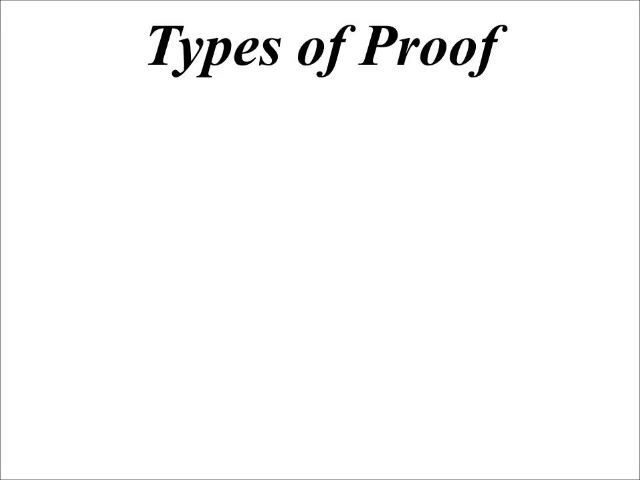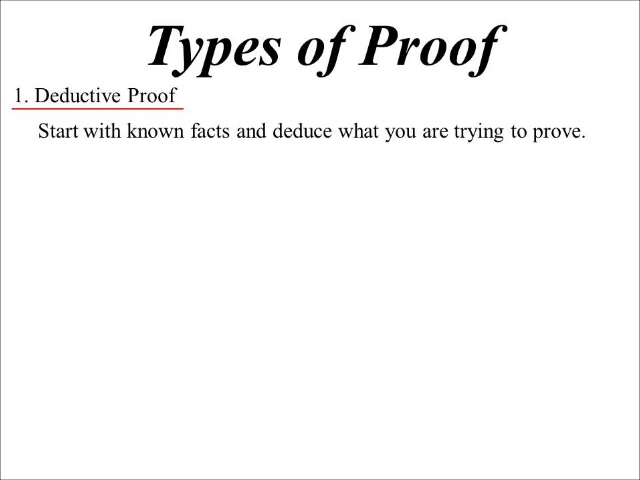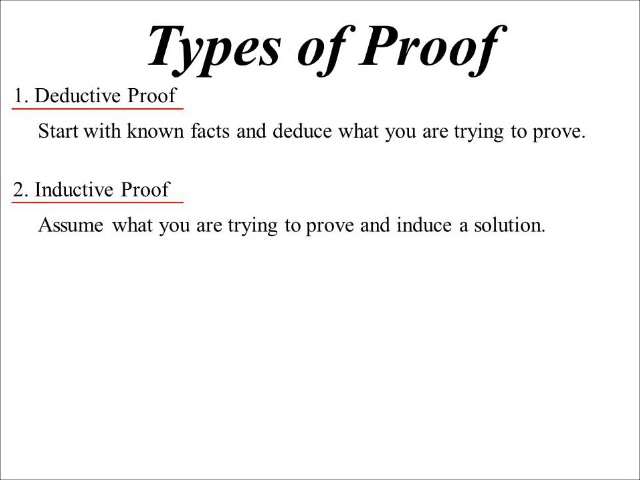Types of proofs. Now, the most common type of proof that we see is a deductive proof. That's basically like we were doing in geometry. That's where we've got known facts, and from the different facts we then deduce our conclusion. And then we saw inductive proofs. So method of induction. That one there is where we actually assume what it is we're trying to prove, and then we induce the solution.